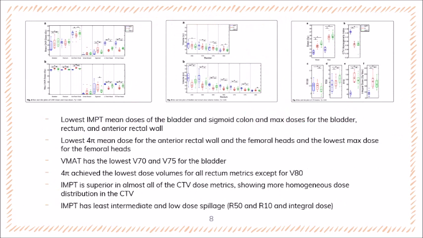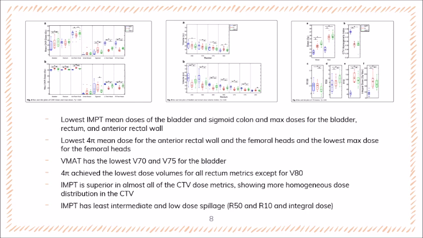Based on figures 3, 4 and 5, we can see that IMPT has the lowest mean dose for the bladder and sigmoid colon and the lowest maximum dose for the bladder, rectum and anterior rectal wall, while 4-pi radiotherapy has the lowest mean dose for the anterior rectal wall and the femoral head, and the lowest maximum dose for the femoral head. VMAT also has the lowest V70 and V75 for the bladder. 4-pi radiotherapy achieved the lowest dose volume for all the rectum metrics except for V18.